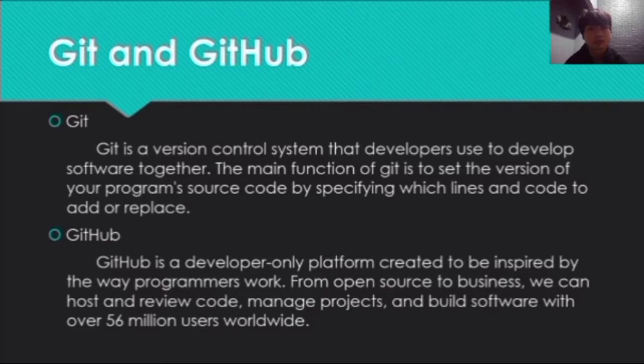And I'm going to explain about the tools that we use. There are Git and GitHub. So Git is a version control system that developers use to develop software together. And the main function of Git is to set the version of your program source code by specifying which lines and code to add or replace. And next is GitHub. GitHub is a developer-only platform created to be inspired by the way programmers work. From open source to business, we can host and review code, manage projects, and build software with over 56 million users worldwide.